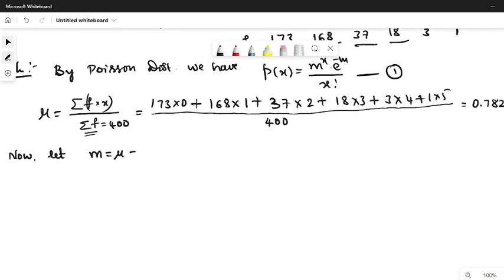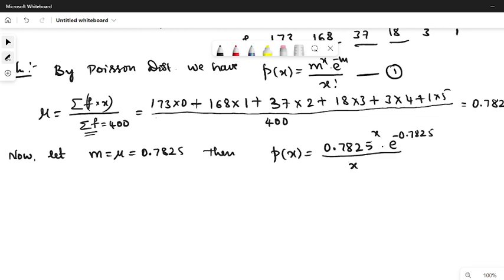Now let m equal to mu equal to 0.7825, then p of x will be 0.7825 whole power x into e power minus 0.7825 divided by x factorial. We can compute this value e power minus 0.7825, that I'll compute later. This is the Poisson distribution that is fitted to 1 day.